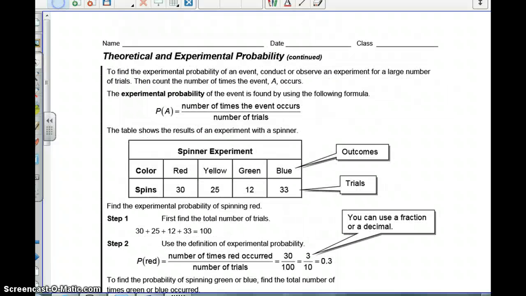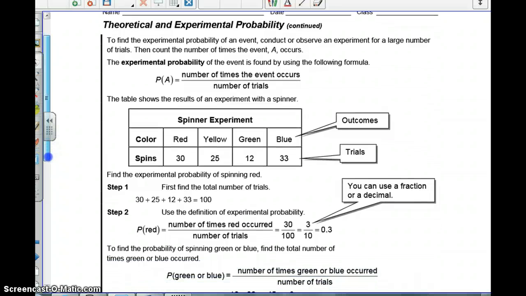Okay, you want to flip pages. And we're going to get to theoretical and experimental probability continued. It says to find the experimental probability of an event, conduct or observe an experiment for a large number of trials, then count the number of times the event A occurs. It's just what we did yesterday in class when we spun the spinner, and we did it 50 times apiece, and then we combined all the information onto one table to look at all the class's totals together. So the experimental probability is the number of times the event occurs over the number of trials.